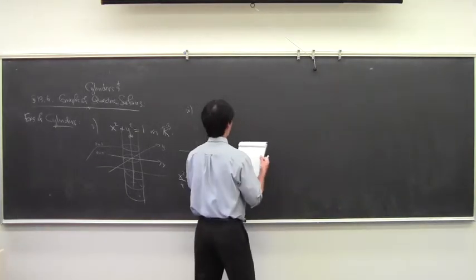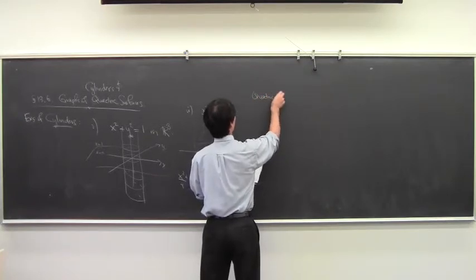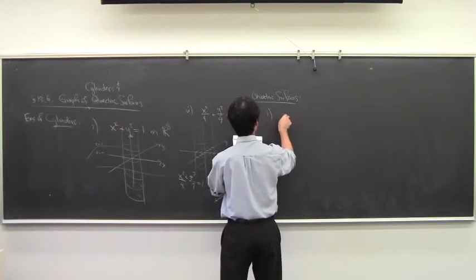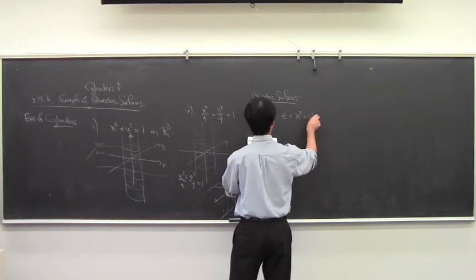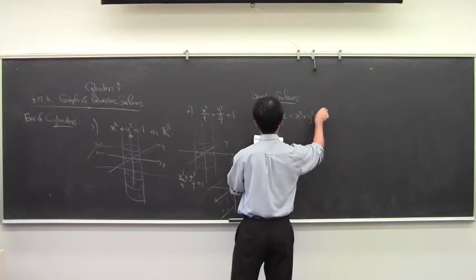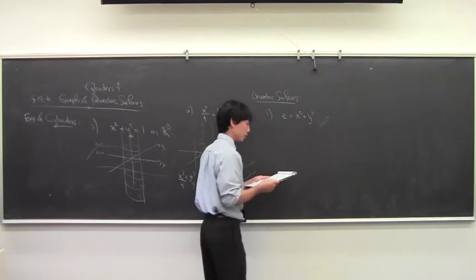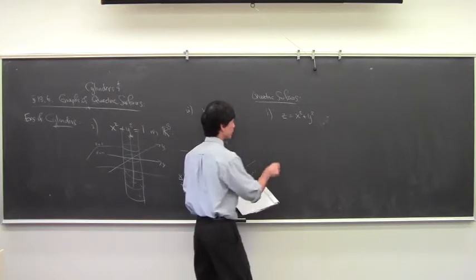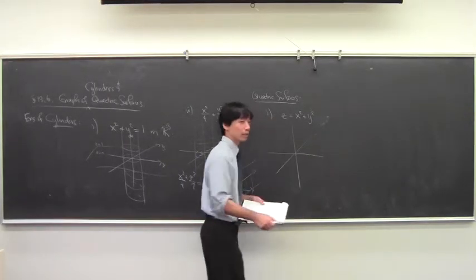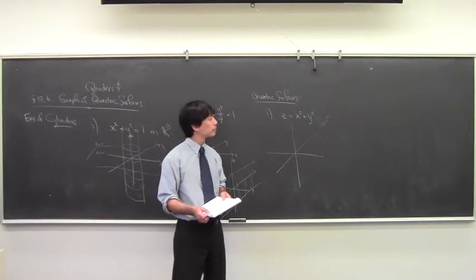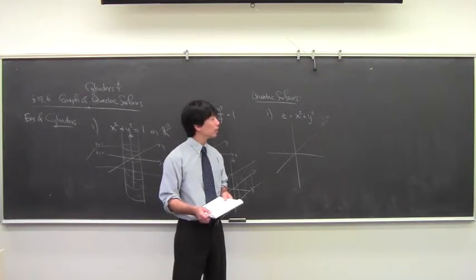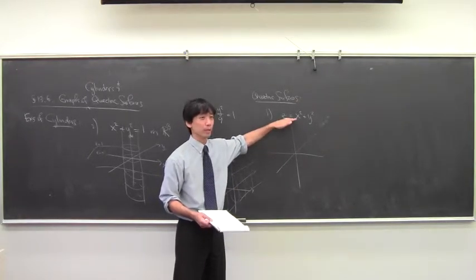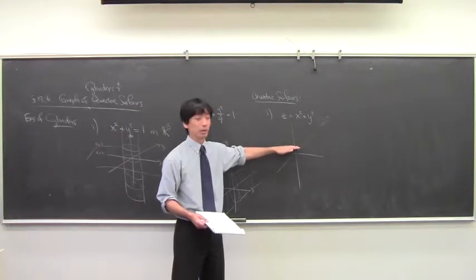Okay, maybe slightly more exciting: quadric surfaces. So if I write down something like this, z equals x squared plus y squared plus 1. Let me just write it like this, x squared plus y squared first. What does this look like? Z is equal to x squared plus y squared. So z is always positive, because x squared plus y squared is always non-negative.